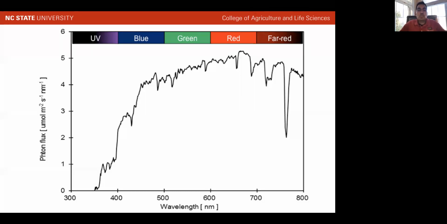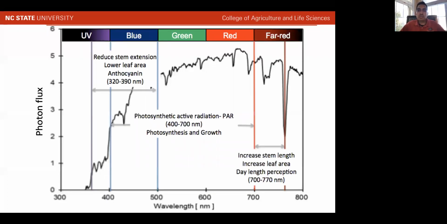If you ask me to summarize the responses to light quality on one slide, I'll probably show you this slide. This is an oversimplification of the impact of light quality and colors on plant growth. Here, the wavelengths of UVB and blue typically create lower leaf area. Anthocyanin concentration is also promoted. A more compact plant overall can be produced with higher levels of blue light.